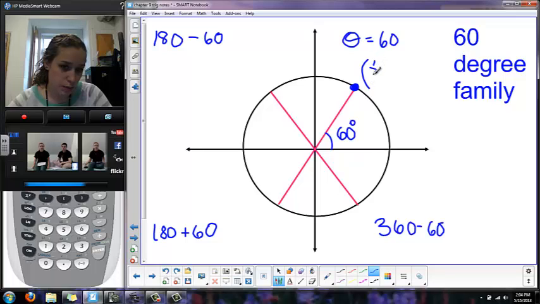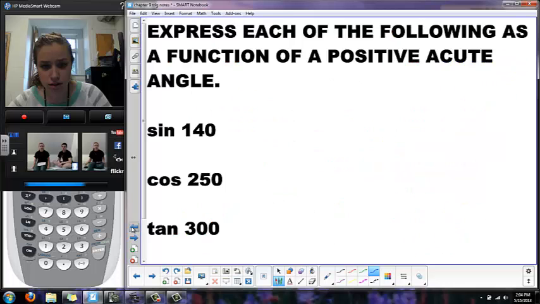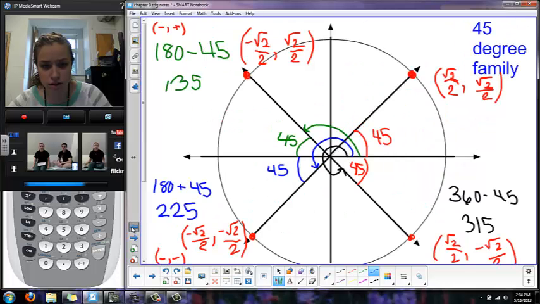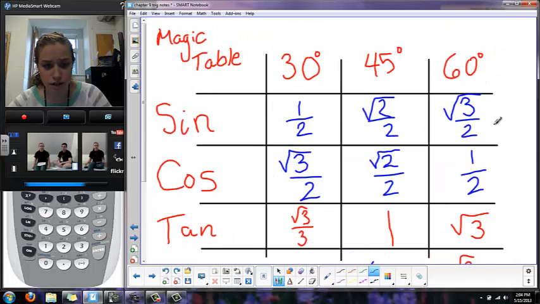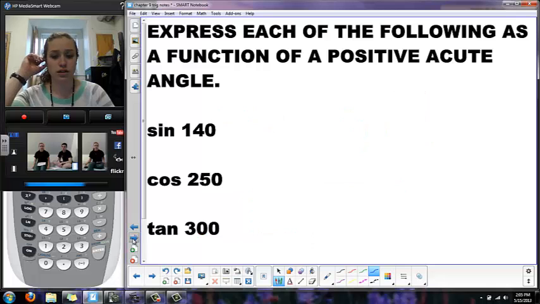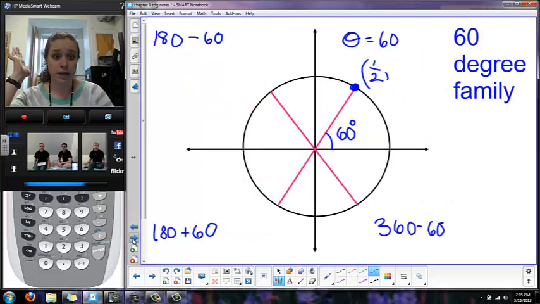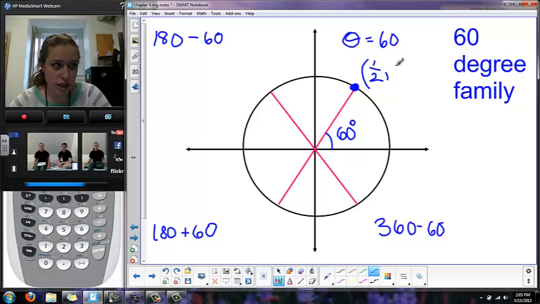Cosine of 60 is 1/2. Sine of 60 is radical 3 over 2. Okay, you should have this written down somewhere because I can't keep going all the way back to that screen. Even though I had to go back to that screen that time, but that's fine. Okay, so cosine is 1/2, sine is radical 3 over 2.